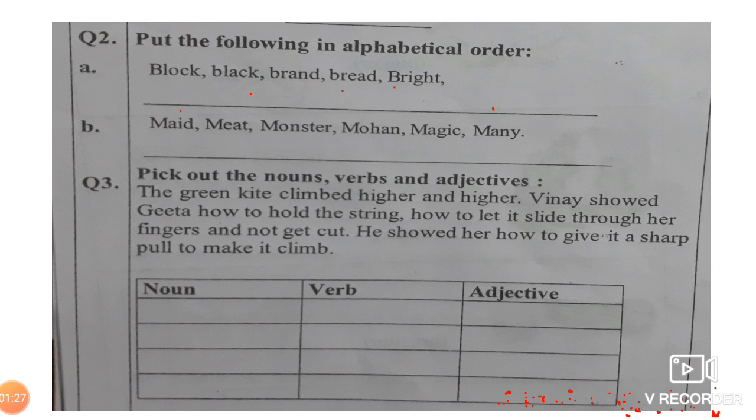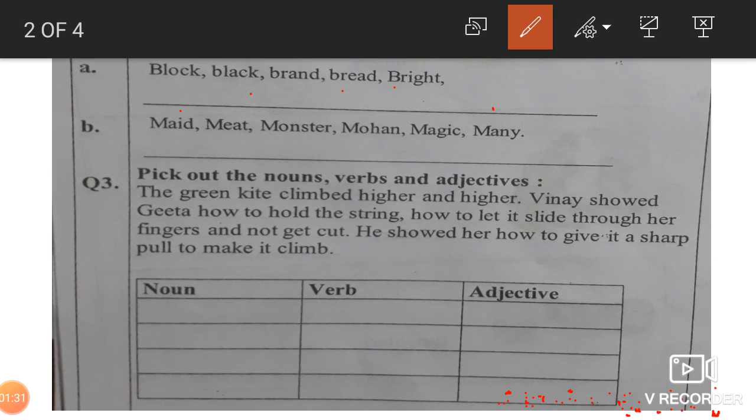Now, question number 2. Put the following in alphabetical order. Alphabetical order means you know A B C D E F G H I J K L M N. So ये जो words ये है ना, block, black, brand, bread and bright. We have to arrange these into alphabetical order. पहला कौन सा आएगा? पहले A वाला आएगा, then B वाला. Now here there is no word with A. All the words are beginning with B.